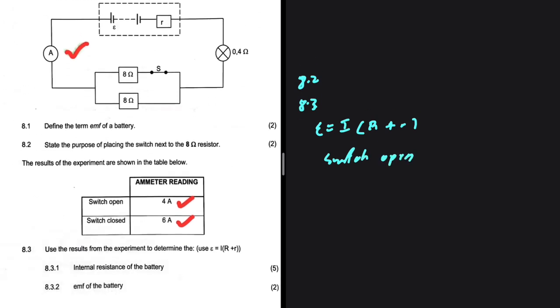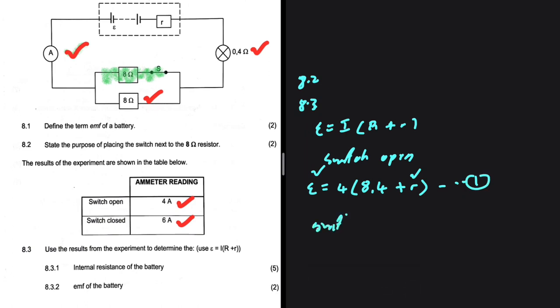When the switch is open, there is not going to be current flowing in this path. So we just have the 8 ohm resistor and the 0.4 ohm bulb in series. So our total external resistance will be 8.4 when the switch is open. Our EMF is going to be equal to the current multiplied by the external resistance, which is 8.4, plus the internal resistance. We have two variables, the EMF and the internal resistance. We need to call this equation 1 and set up another equation.